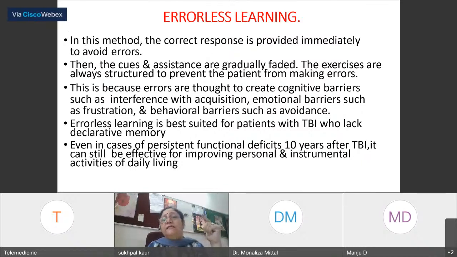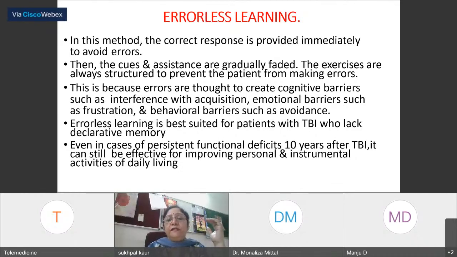So immediately we need to correct the person. Then the cues and assistance are gradually faded. Initially we can give certain cues, but gradually those cues are to be faded and the patients are to be motivated to remember the names of those persons. So these exercises are always structured to prevent the patient from making errors. This is because errors are thought to create cognitive barriers such as interference with acquisition, emotional barriers such as frustration, and behavioral barriers such as avoidance. Otherwise, later the patient will feel frustrated that they do not want to do this activity.